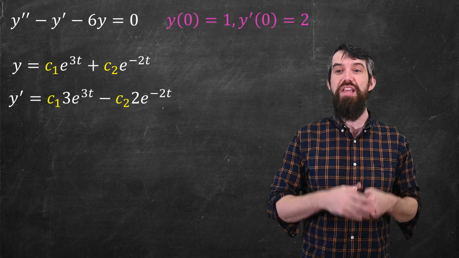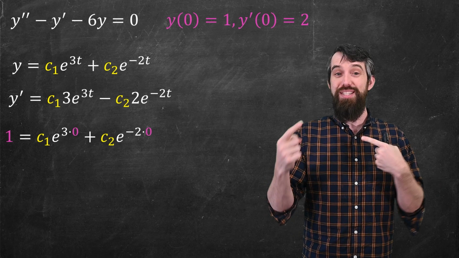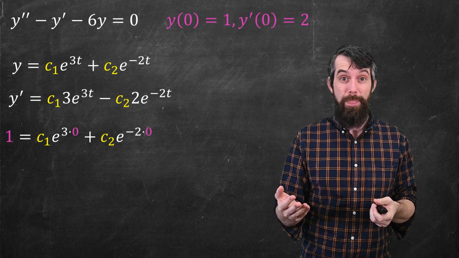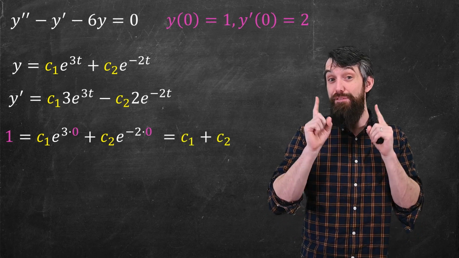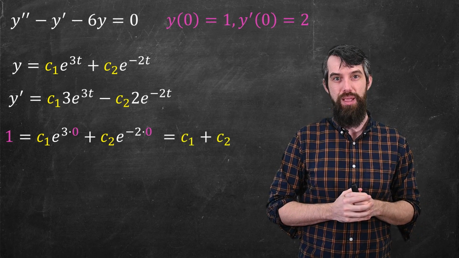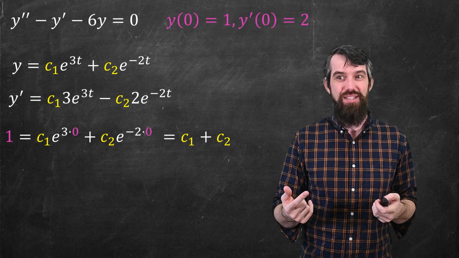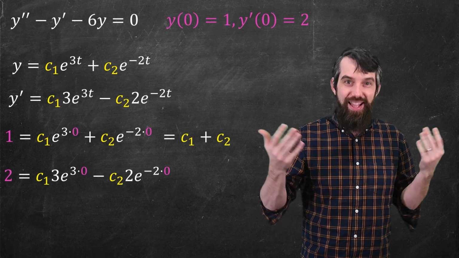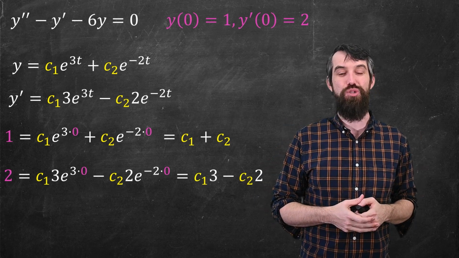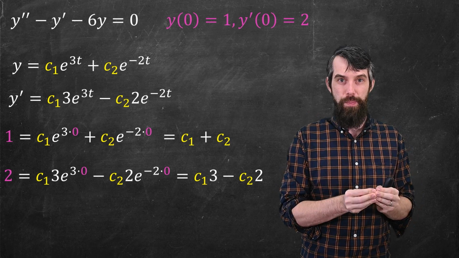For the first one, y of 0 is equal to 1. Basically, for y, I plug in 1, and everywhere there's a t, I plug in 0. As e to the 0 is just 1, this is just going to become c1 plus c2. So that's my first initial condition plugged in. Let's do the second. Now I have to plug this into the derivative. So y prime is going to be 2. I plug in 0 again, and then the exponentials are just 1. And so I get c1 times 3 minus c2 times 2.